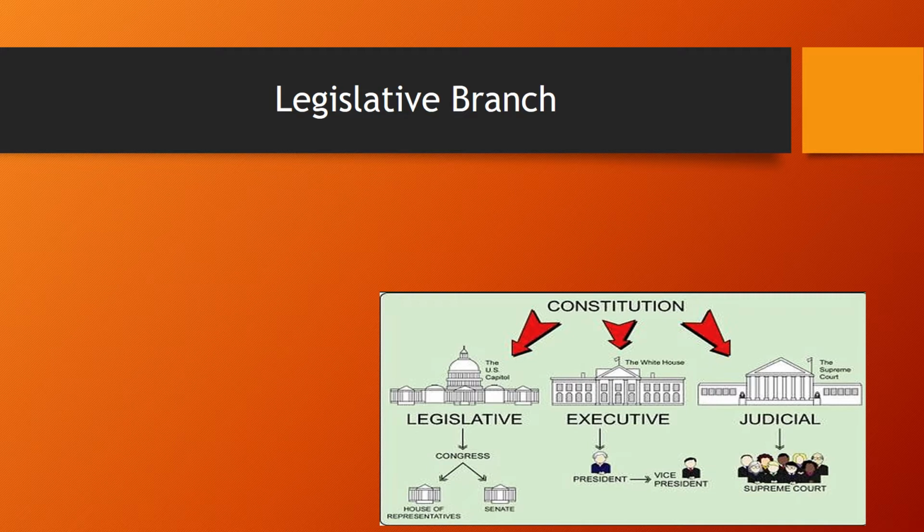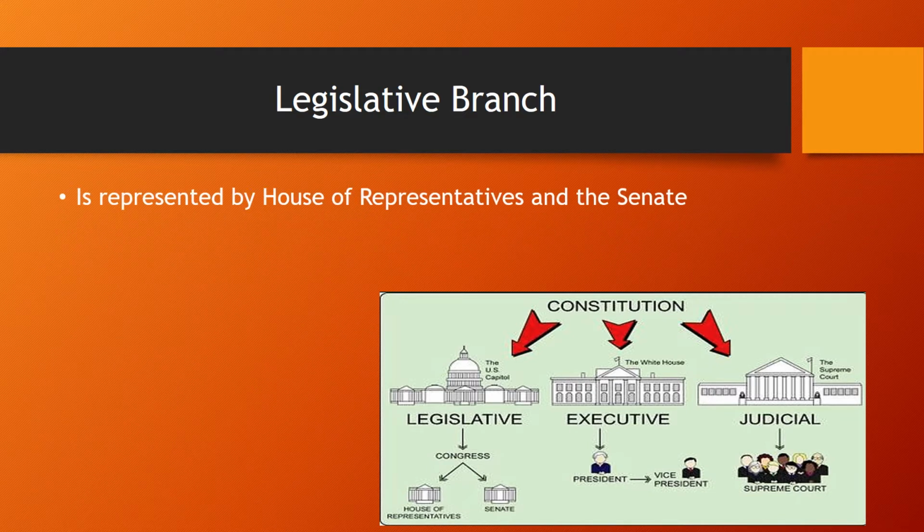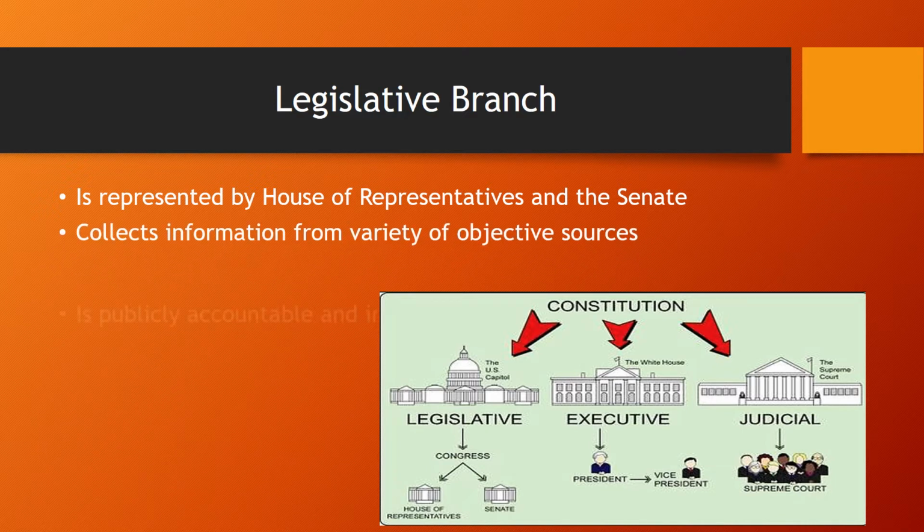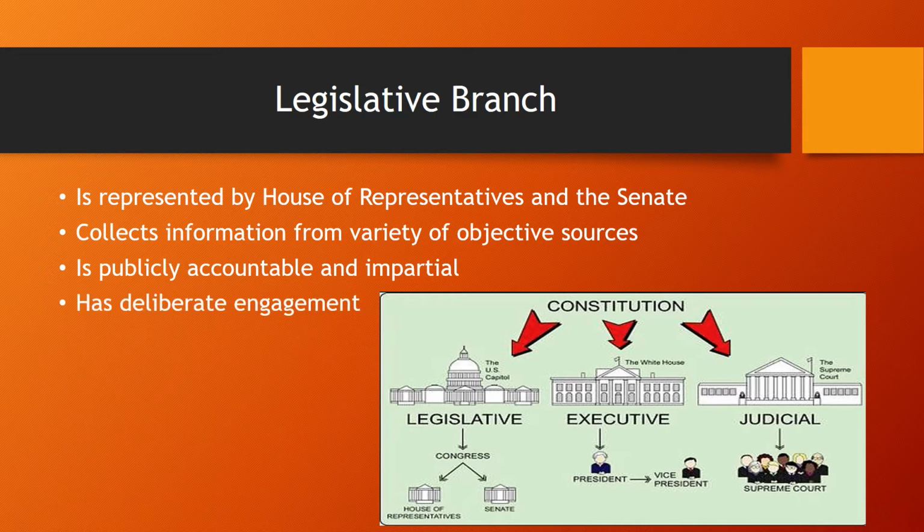Legislative branch is represented by the House of Representatives and the Senate. Collects information from a variety of objective sources, is publicly accountable and impartial, and has deliberate engagement.